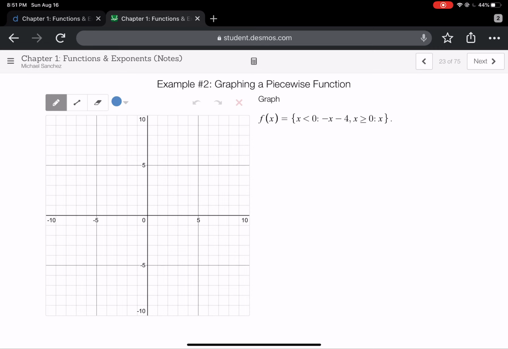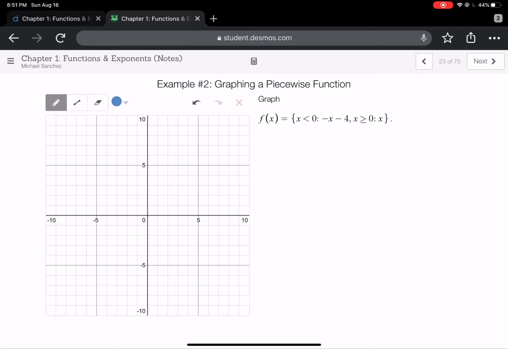So the first part of my function says when x is less than 0. And then the second part of my function says when x is greater than 0. So my 0 is here. Okay, so I'm going to write one function on the left side, and then the other function will be on the right side of the 0. Okay, that's what that means. So I'm going to go ahead and write those two up at the top.